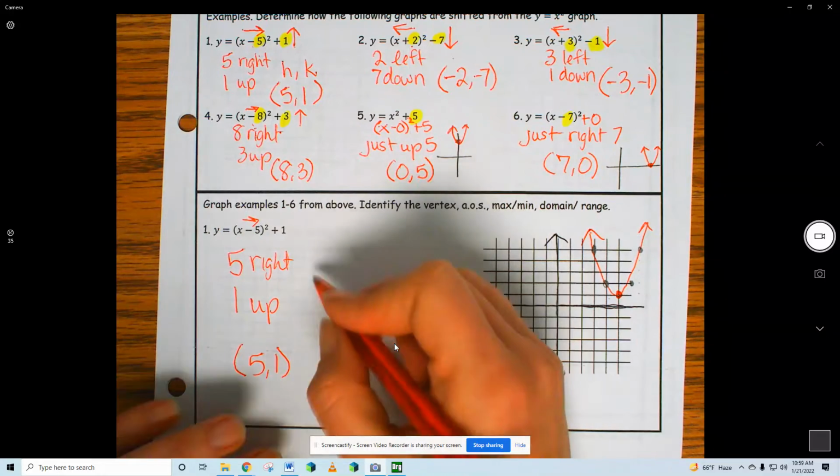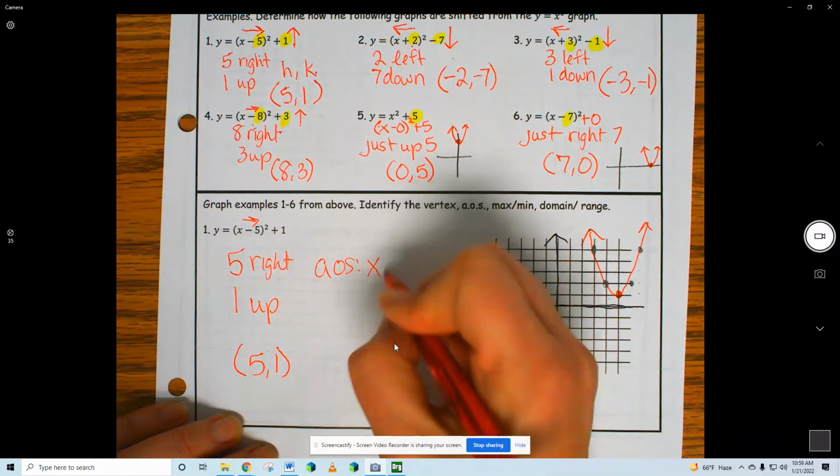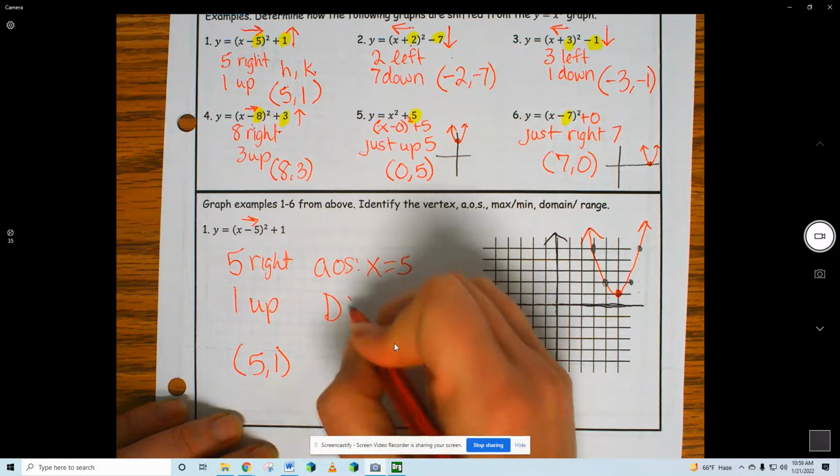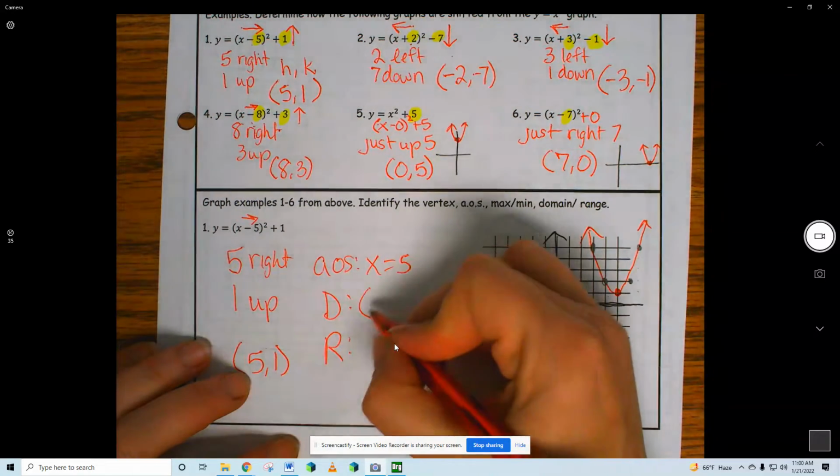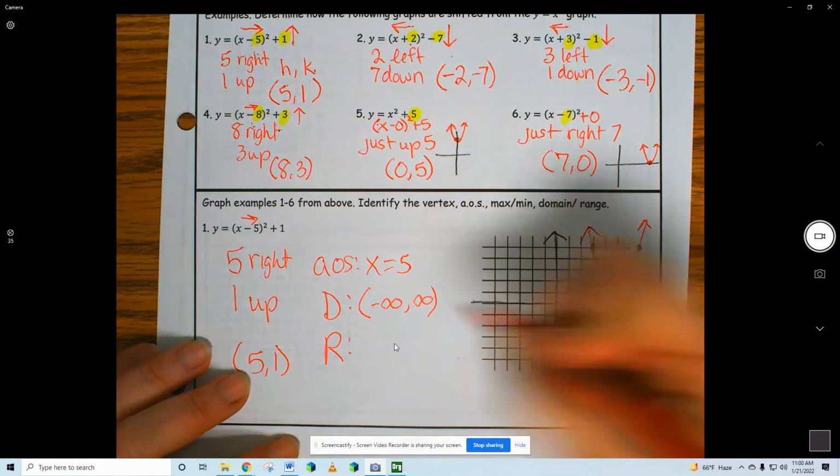My axis of symmetry is x equals 5. And I'm doing domain and range. My domain, we did this lesson earlier this week. Scan it left to right. All real numbers. It's going to go forever left and forever right. Negative infinity, comma, positive infinity.